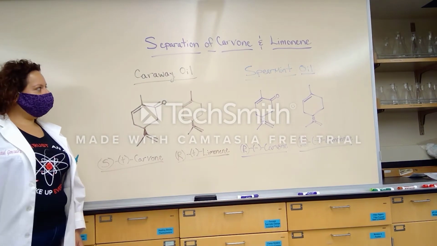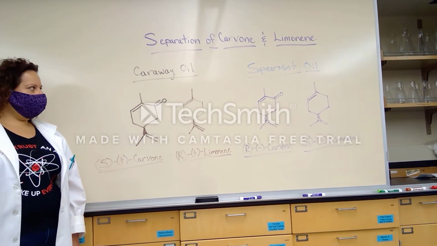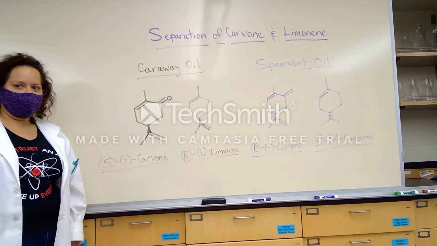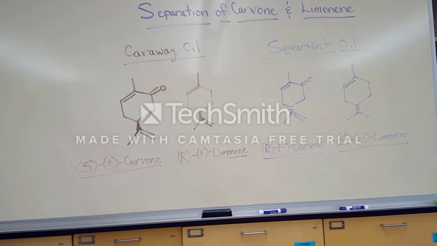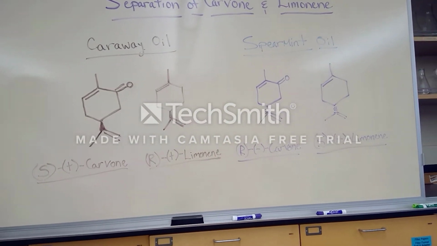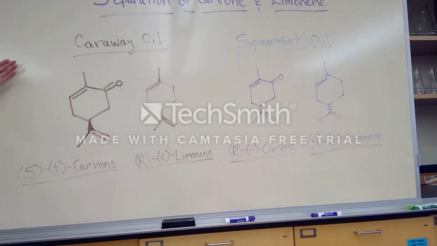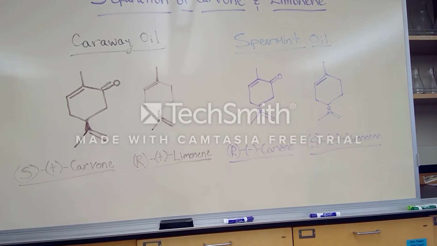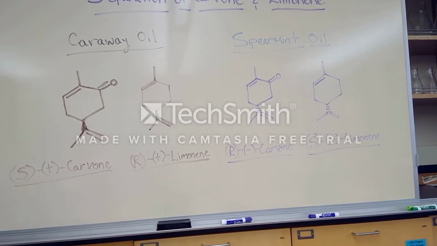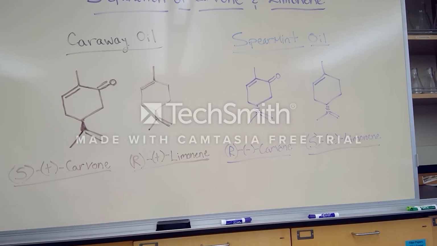All right, today we are going to work on the separation of the compounds carvone and limonene. Carvone and limonene can be found in a couple of essential oils. We will be taking a look at caraway oil and spearmint oil specifically. And for each type of oil, I have drawn the structure of the carvone and the limonene that you will be able to separate through column chromatography.